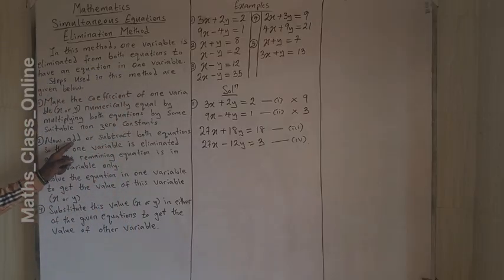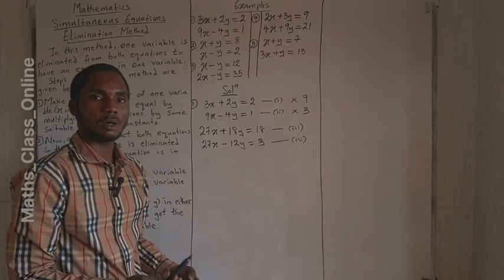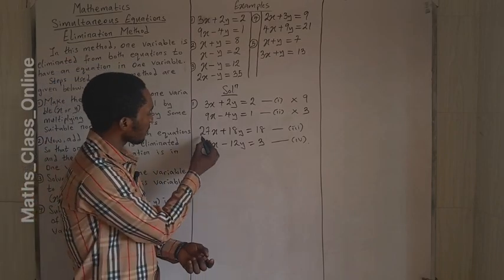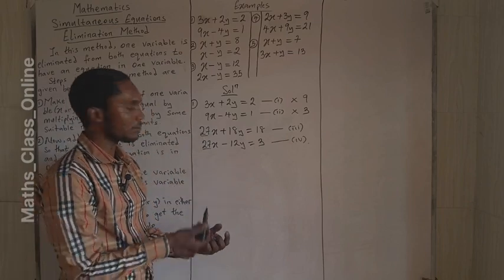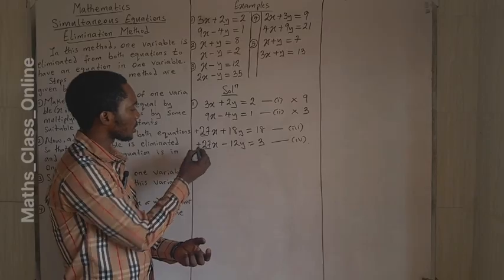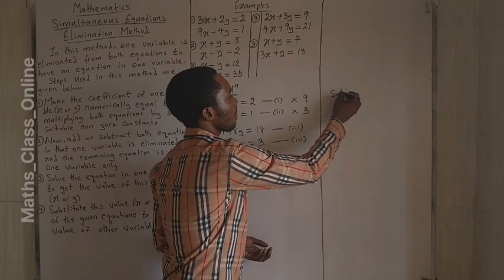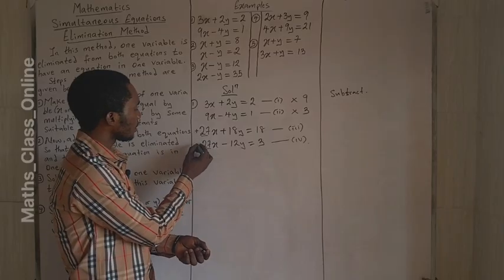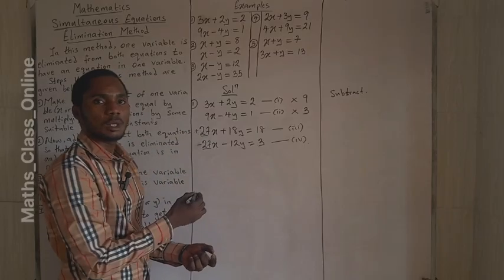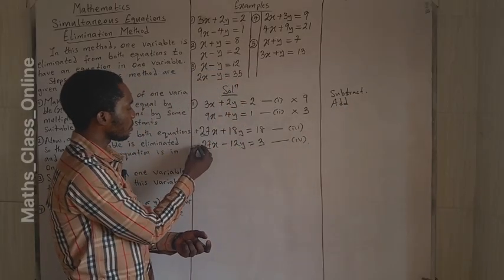Step 2. Now, add or subtract both equations so that one variable is eliminated. How are we going to know whether we have to add or subtract? Now, we have the same coefficient numerically. Now, let's consider the signs that we have. We have this to be positive and we have this to be positive. If they have the same sign, we have to subtract. But if we have different signs, let's assume this is positive and this is negative, we have to add the two equations together.